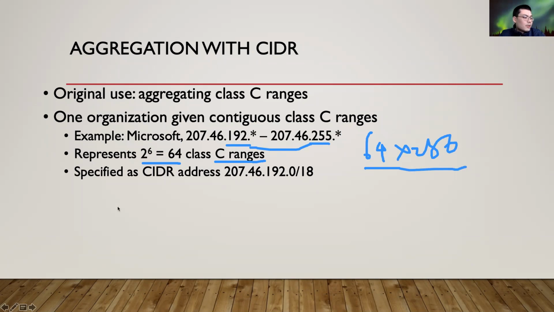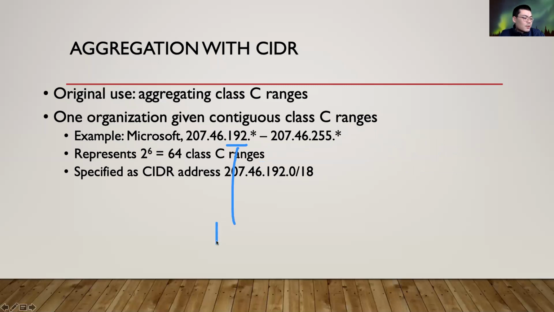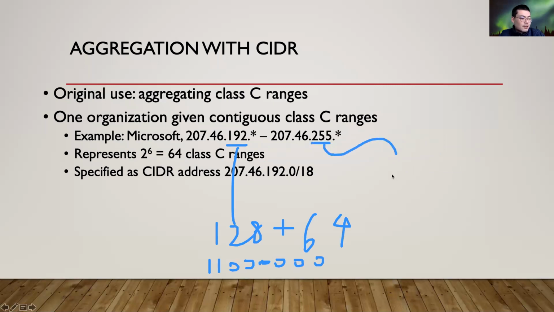So if you look at the CIDR address, now I don't really care about the 64 class C ranges. We could get rid of the C concept. What is 192? I told you that is 128 plus 64. In binary, the first bit and the second bit are 1 and 1, then 0, 0, 0, 0, 0, 0. And this other address is all ones. So now we have these two ranges together.